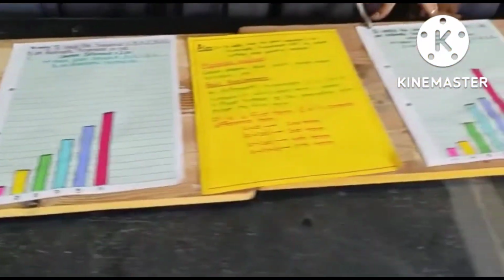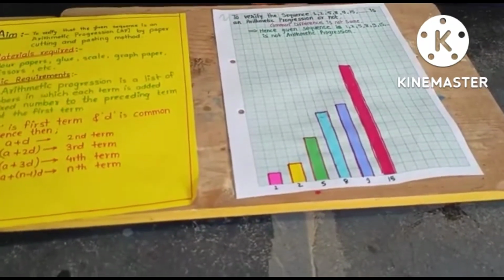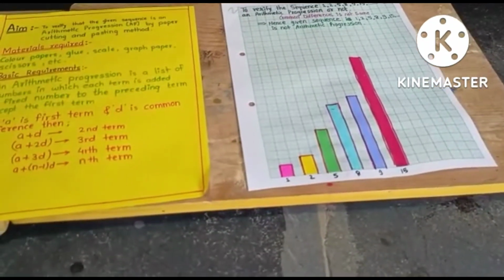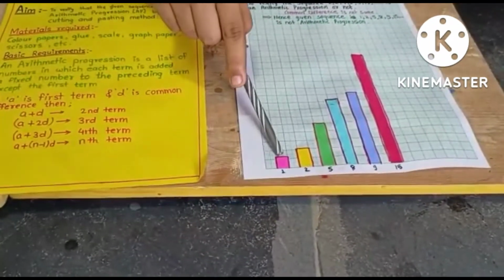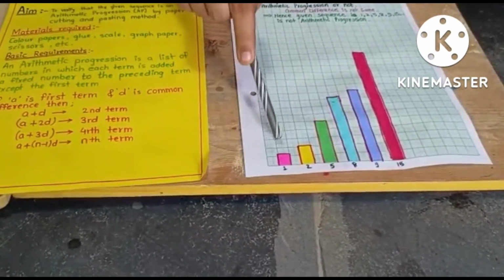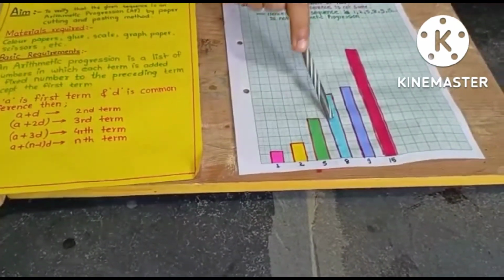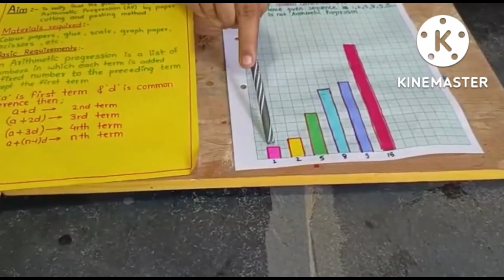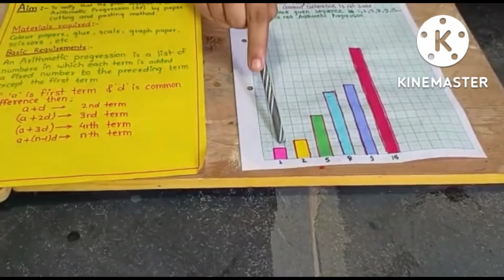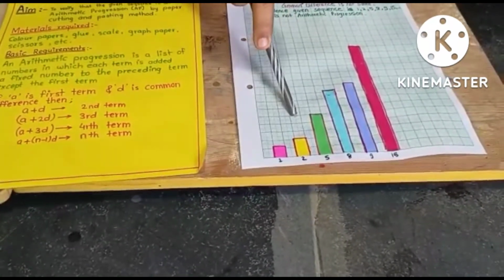Now we will see another example, whether 1, 2, 5, 8, 9, 15 is an example of an arithmetic progression or not. In the same way we took the width the same but the length different. The lengths are 1 centimeter, 2 centimeter, 5 centimeter, 8 centimeter, 9 centimeter and 15 centimeter. We observe that the difference between these two successive strips is 1 centimeter. Between these two successive strips there is a difference of 3 centimeter.